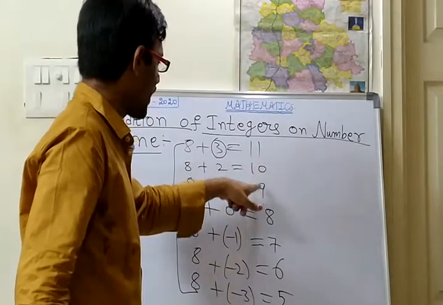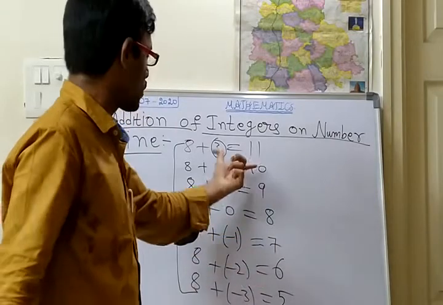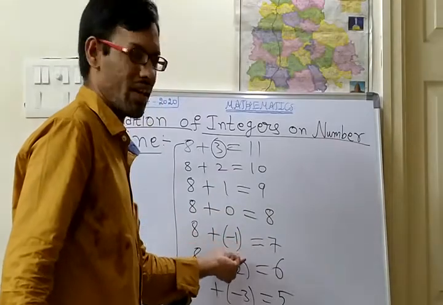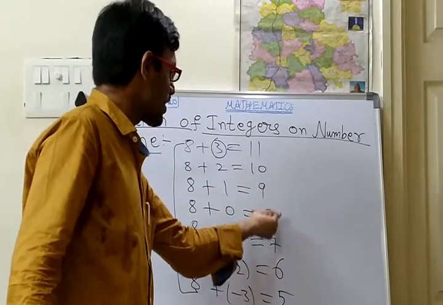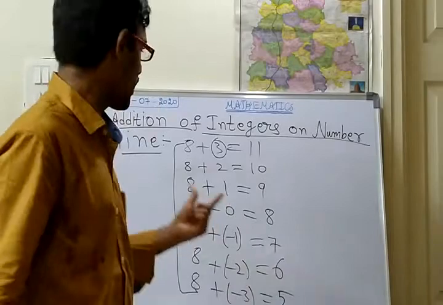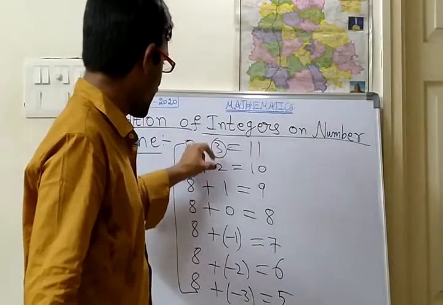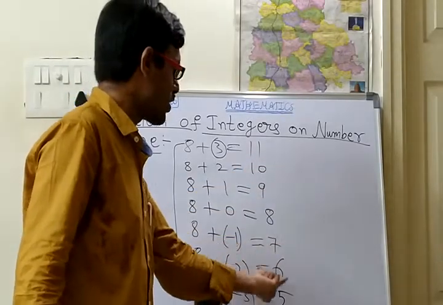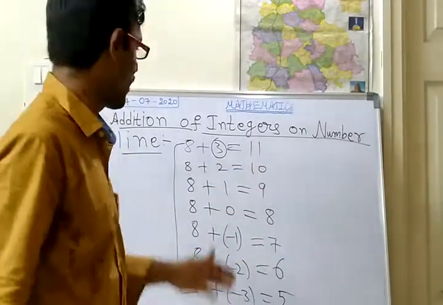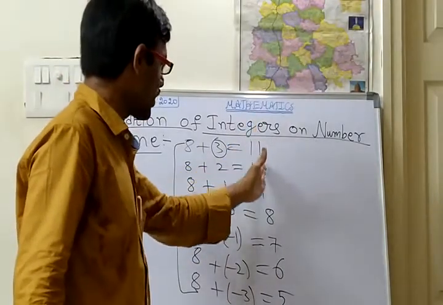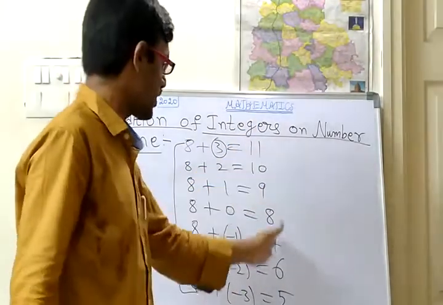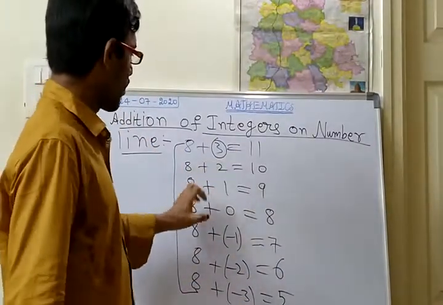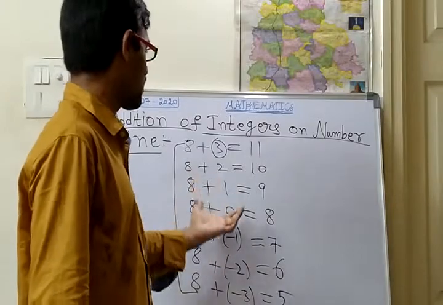So 11, 10, 9, 8, 7, 6, 5. As the adding number is decreasing, the result is also getting decreased. Whenever you are adding a lesser number in the next steps, the result will also get reduced. In the result also it is getting reduced. So for understanding, this is one of the concepts.